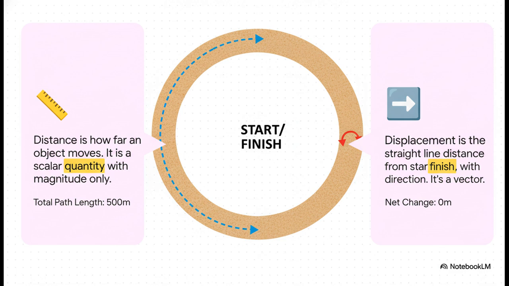What's the deal? Well, imagine you walk 500 meters all the way around a park, and you end up right back where you started. The distance you traveled is 500 meters. That's a scalar. It's just a number, a size. But your displacement, that's 0, a big fat 0. Why? Because displacement is a vector. It cares about the straight line distance from your start point to your end point, and the direction. Since you finished in the same spot, you haven't been displaced at all.